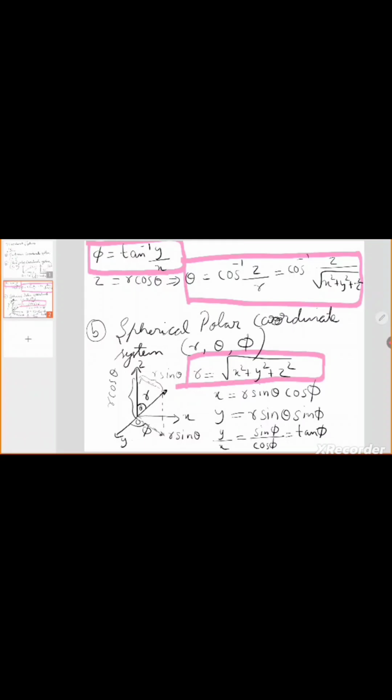Next we have the cylindrical polar coordinate system. Normally we use this coordinate system when in our problem we have axial symmetry. So here the coordinates are rho, phi and z.